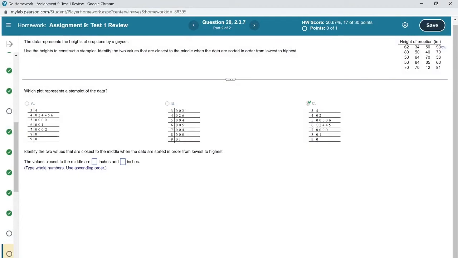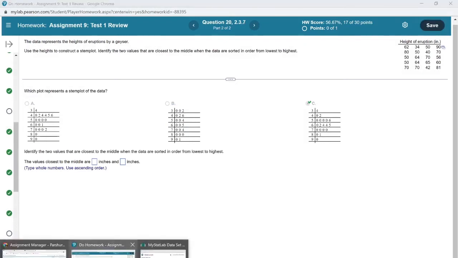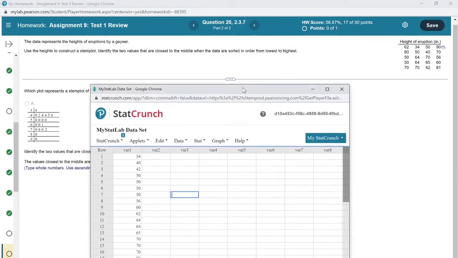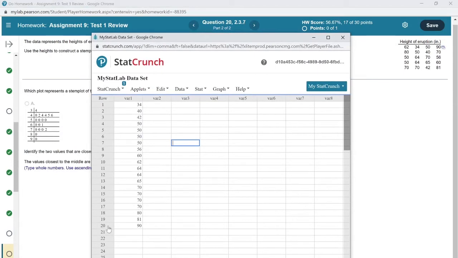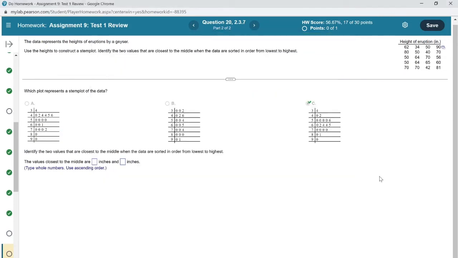Now the values closest to the middle are, so if you go back to that StatCrunch here, the middle value means there are 20 data, so the middle values should be data number 10 and 11, which is 62 and 64. So 62 and 64.